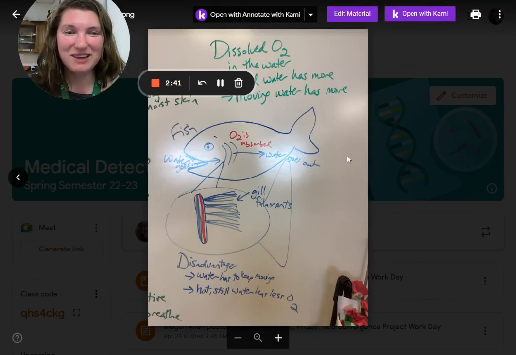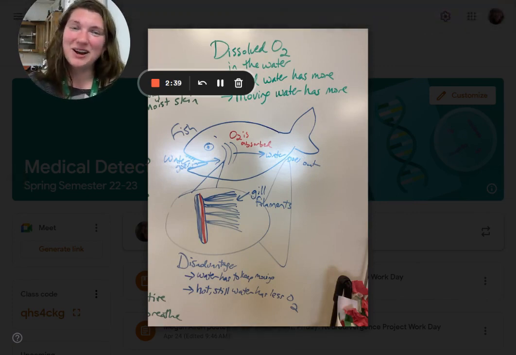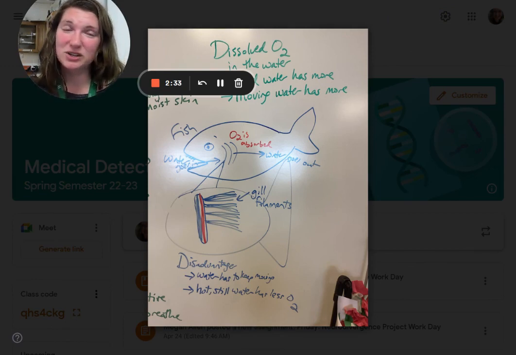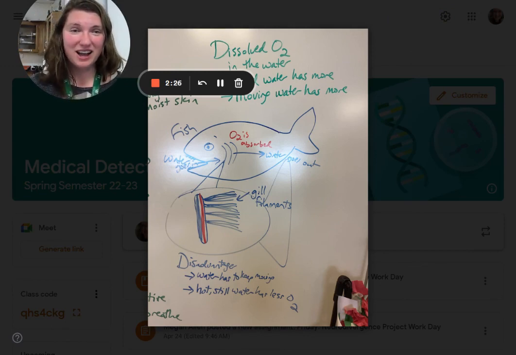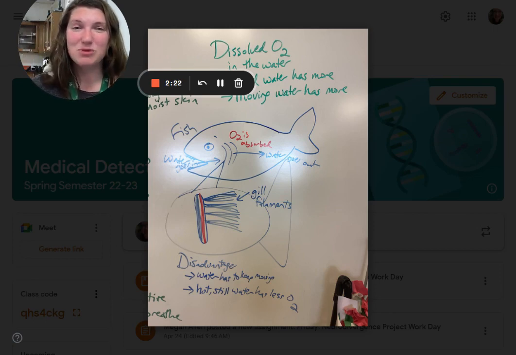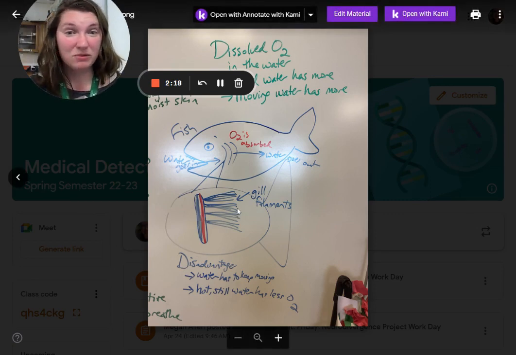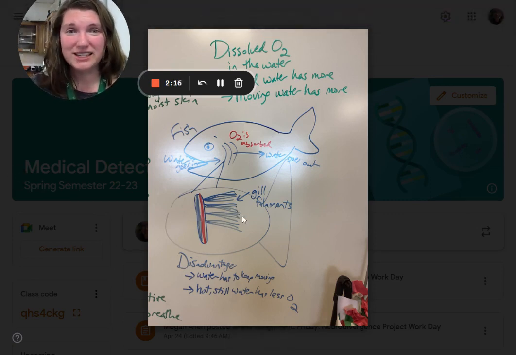And then finally, we have a fish, and fish are able to breathe because they have gills that actually take in the dissolved oxygen from the water and use it that way. Certain types of water have more dissolved oxygen in them. Moving water does. So does cold water. The fish have these filaments, and in a regular class, we would look in depth at that.